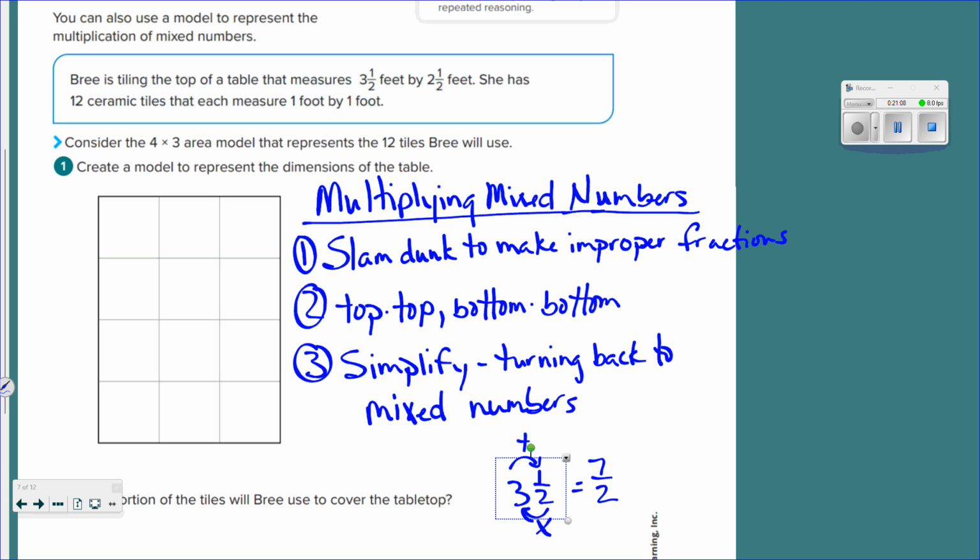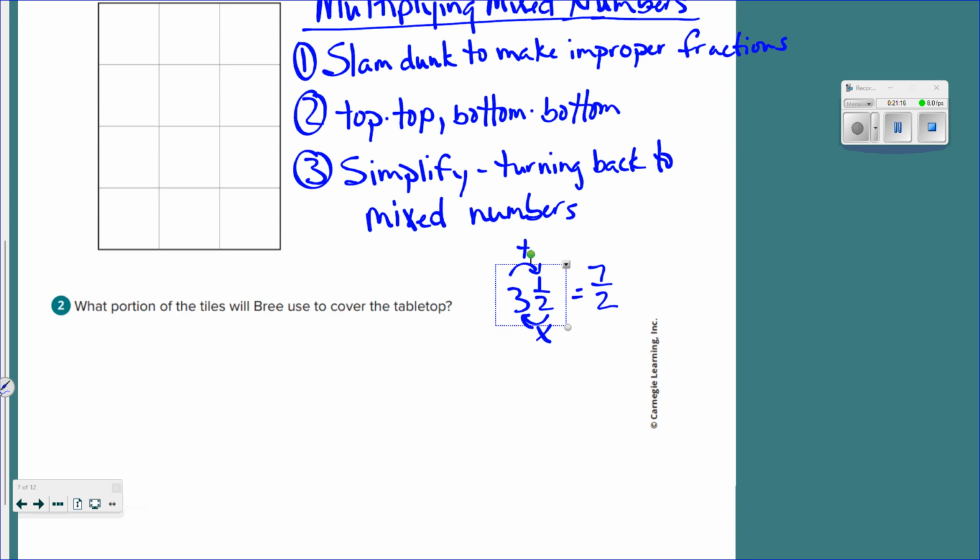So what does that look like? Let's do these two numbers, 3 1/2 feet by 2 1/2 feet. So I've got 3 1/2 times 2 1/2. My step 1, slam dunk. I'm going to take both of these, multiply, then add. Multiply, then add. So that gives me 2 times 3 is 6, plus 1 is 7. 2 times 2 is 4, plus 1 is 5.